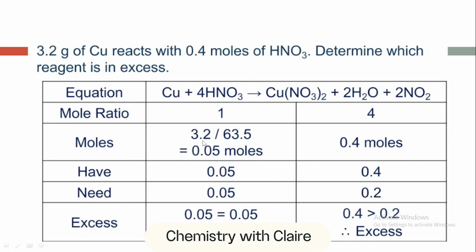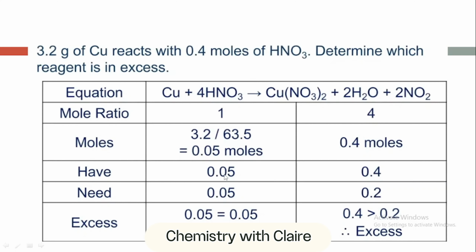So for copper, mass is given 3.2. You divide it with the Ar, you can get 0.05 moles of copper. For nitric acid, fortunately, you're already provided with the number of moles. If you did not have the number of moles initially mentioned in the question, you would have to find it separately.